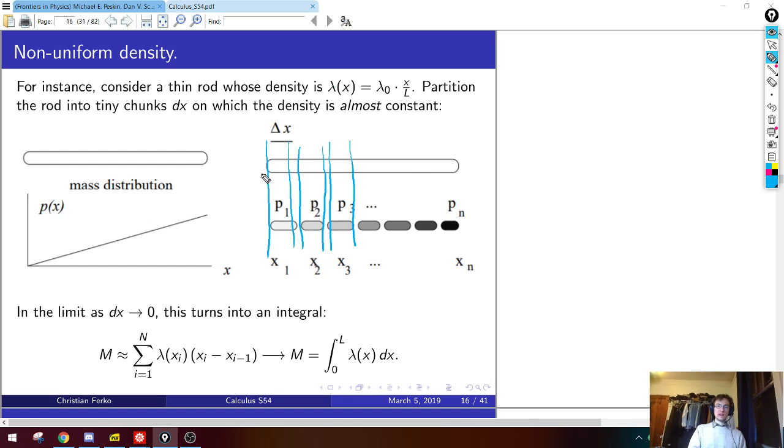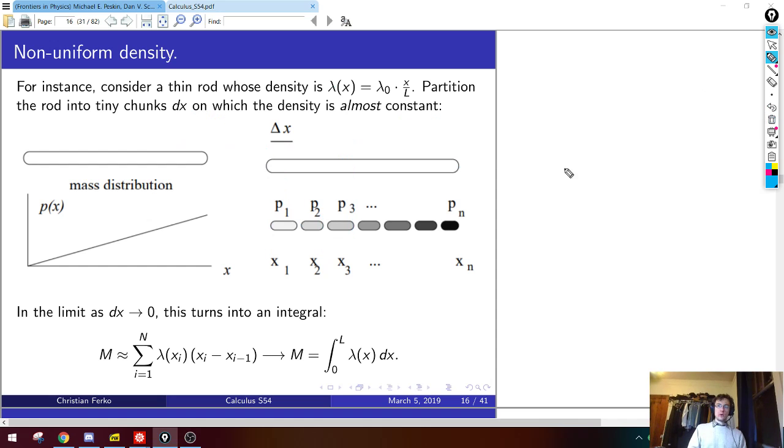Well, this chunk in the middle here, this P3, would be roughly the density function, which is lambda, evaluated at this point, x3. So lambda evaluated at x3 gives me a density in grams per meter. To get a mass, I better multiply it by a length in meters, but the length of this chunk is delta x. Similarly, the mass of this little guy over here would be lambda at x1, delta x.